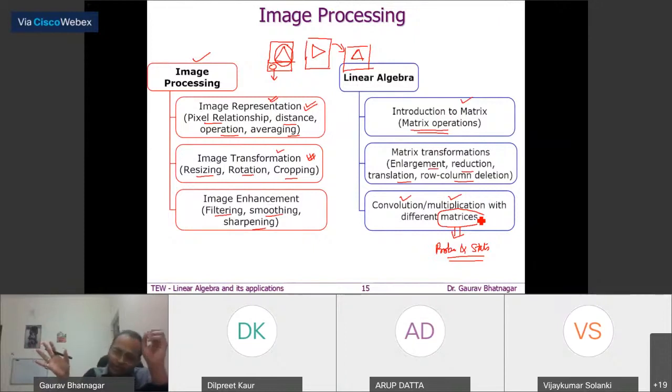So whatever you want to do in image processing, apart from a few things, everything comes from the linear algebra point of view. So if you are very good in linear algebra, specifically matrix theory, you can do wonders in image processing. So now let me start the discussion of why an image is always going to be a matrix.